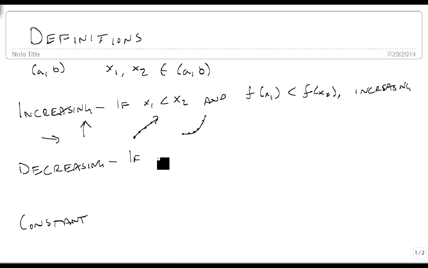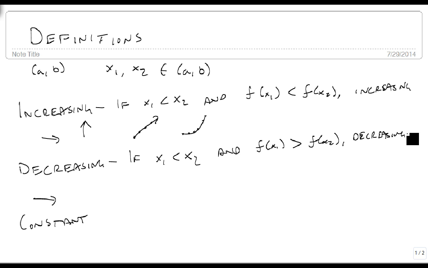Decreasing is similar. If x1 is less than x2, so we're going from left to right, and f of x1 is bigger than f of x2, then it's decreasing. It goes down as it goes from left to right. This is like our negative slope. A negative slope is a decreasing line. So our line is going down, or our curve is going down in some way. Those are all decreasing lines.